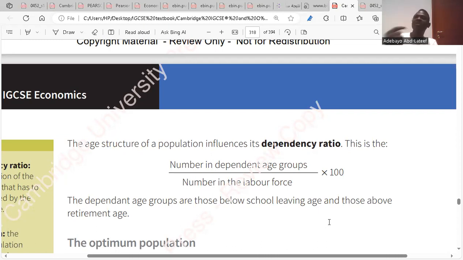So if the dependent age group in the country is from 0 to 15 and 65 and above, you take the total number of people within 0 to 15 and the number of people 65 and above, add them together, divide by the number of workers in that country, and multiply by 100. So it's not from 16 to 65. Is it clear? Yes.